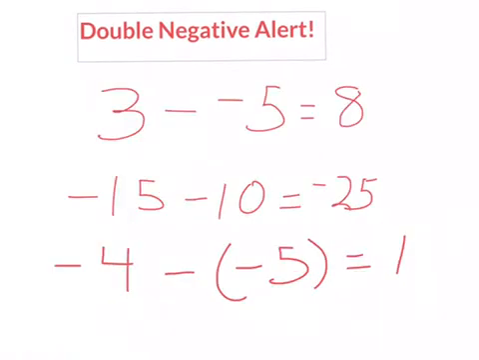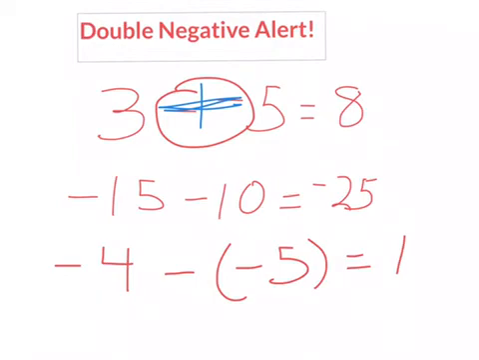All right, I also wanted to point out, if we look at these three problems, 3 minus a negative 5, I do see a double negative alert here. So I would circle these and change this to a plus sign. So it would be 3 plus 5 is 8.